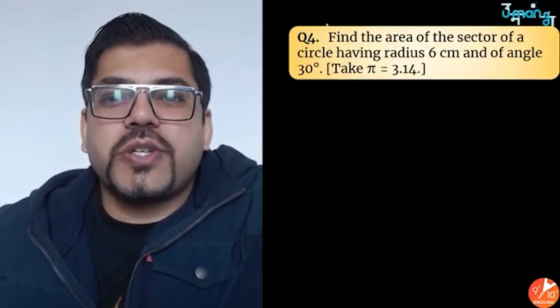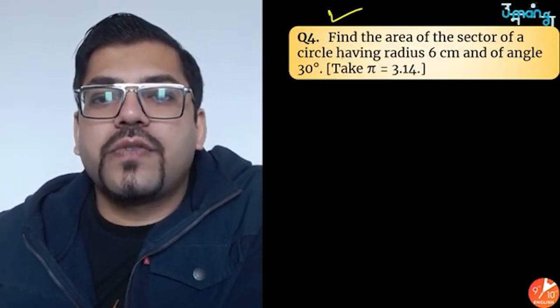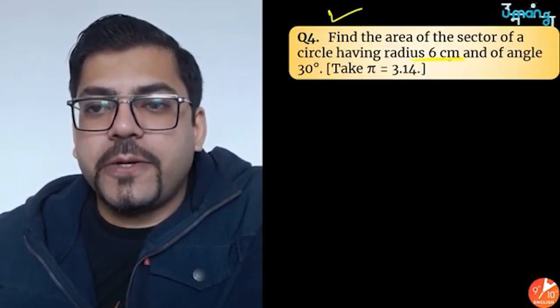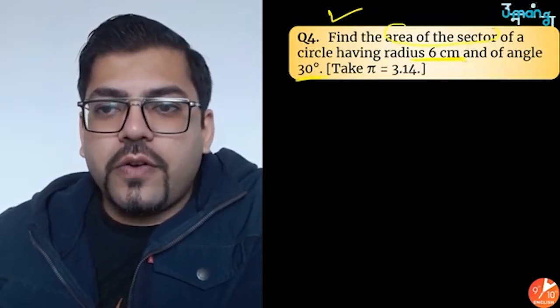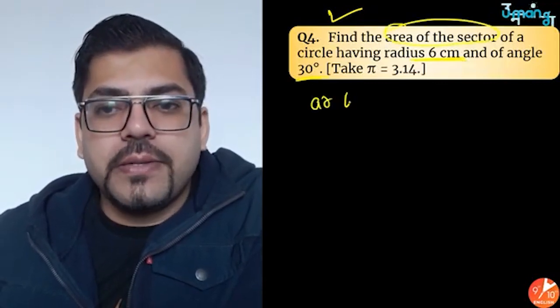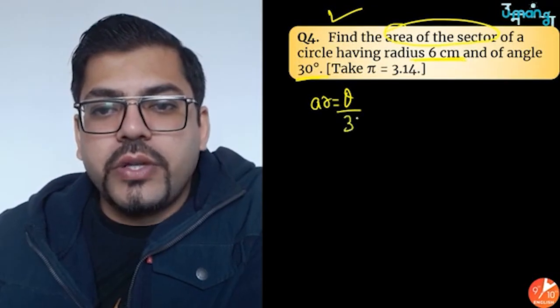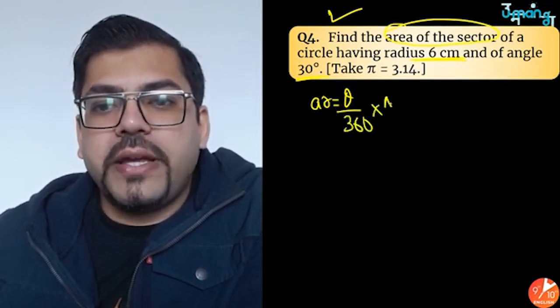Here's the next question. It says, find the area of the sector of a circle having radius 6 centimeter and angle 30 degree. So we have to find the area of the sector. Pretty simple formula. Area is equal to theta by 360 into pi r square.